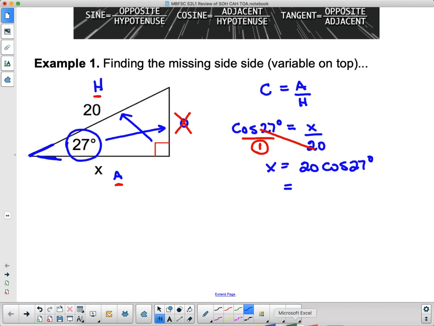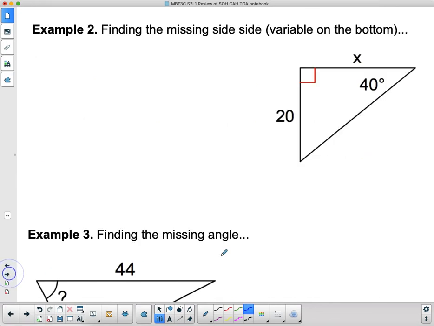and we will get an answer. I just have to find my calculator. 20 times the cos of 27. Now remember, your calculator needs to be in degree mode. If you do not get this answer, 17.8, that means that you might be in a different mode in your calculator. So make sure it says D or DEG in the screen somewhere. Now this is a side, so we would normally put the units that are on here, but there are no units given to us on the side length of 20. So we're done, 17.8. Moving to the next question.